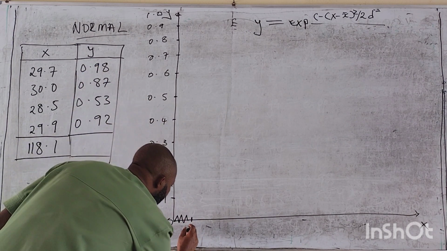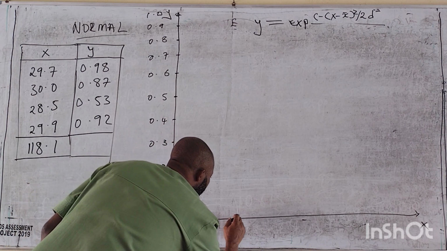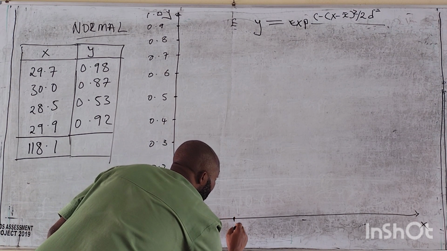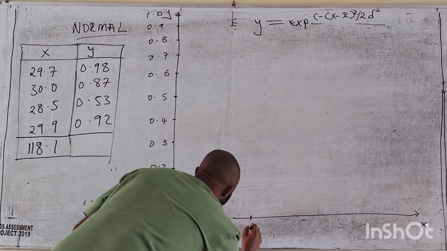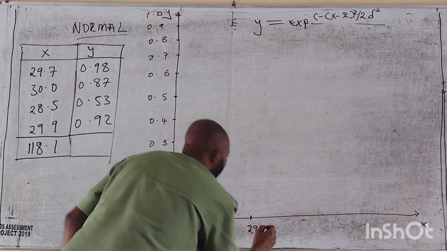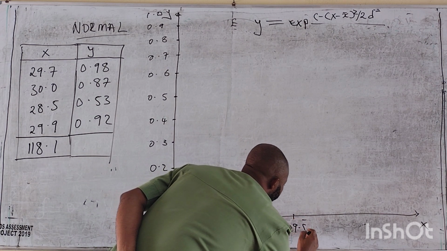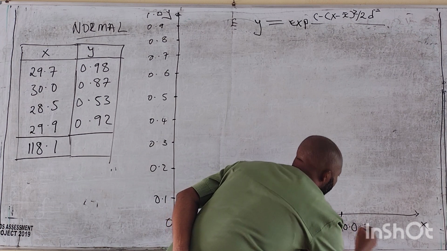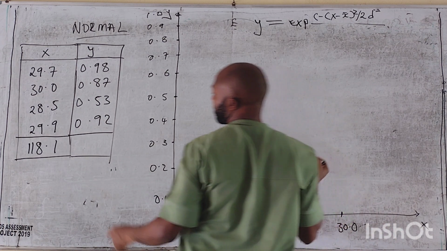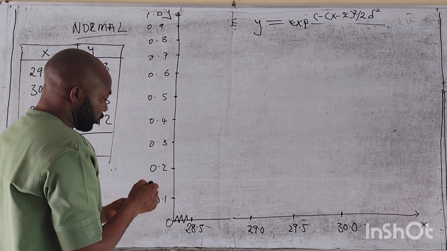I call it, let's say, 28.5, 29.0, 29.5, 30.0. Anyone below or above that? The x, okay, I have 30 as the highest, so I can stop there.